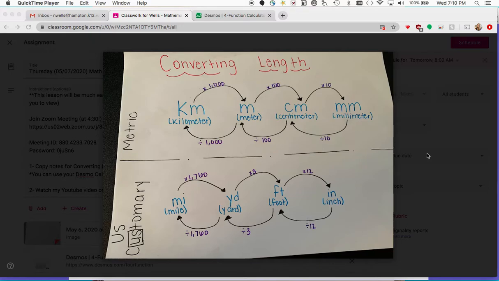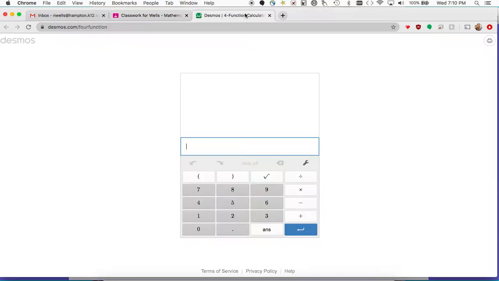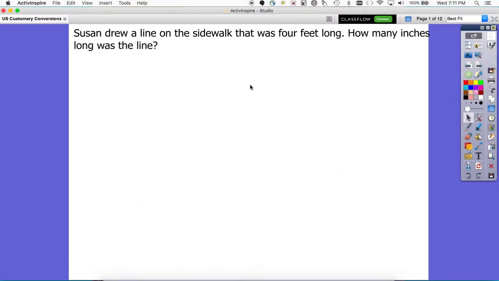So right now on my screen I have my anchor chart. On another tab I have my Desmos calculator, and then last but not least we have problems that we need to complete. Our very first one says, Susan drew a line on the sidewalk that was 4 feet long. How many inches long was the line?